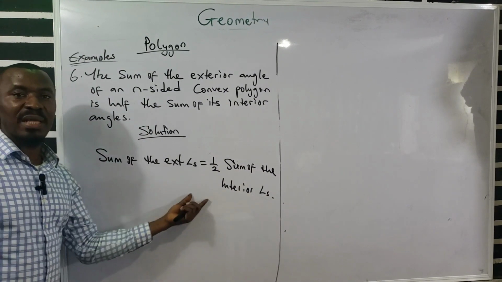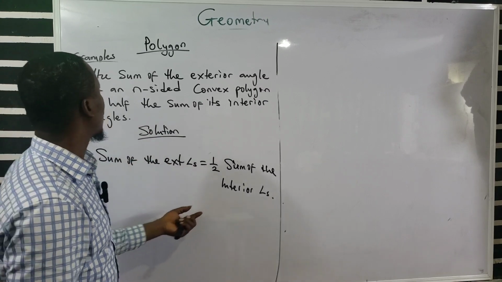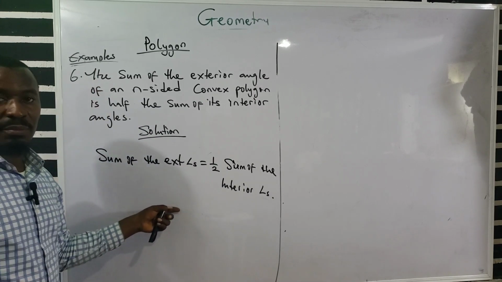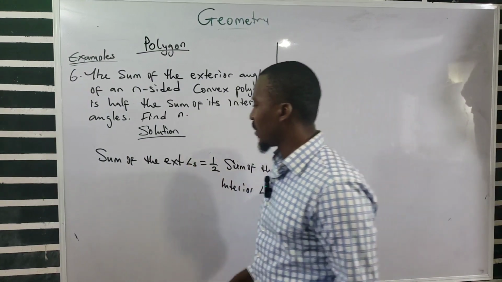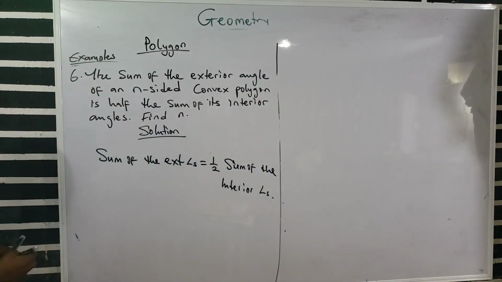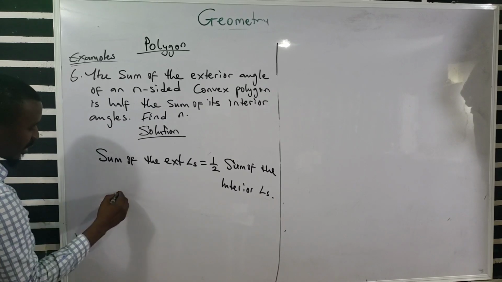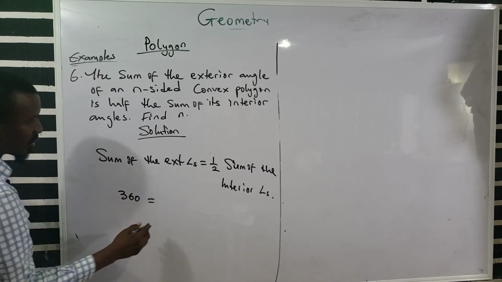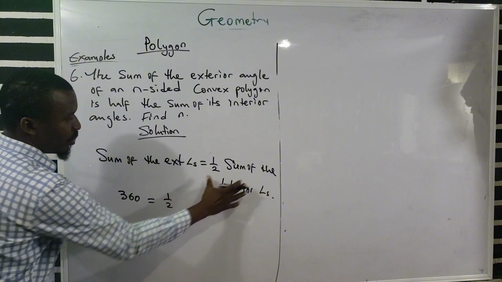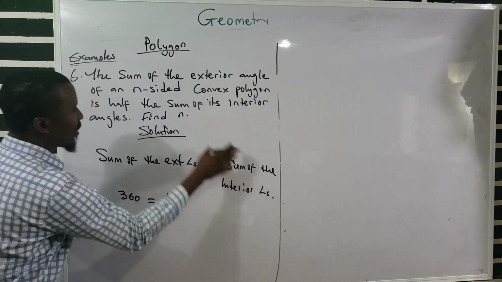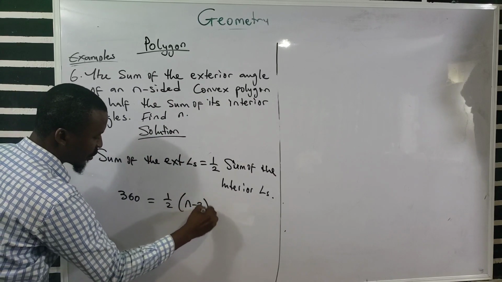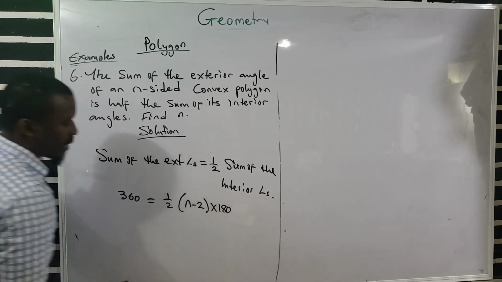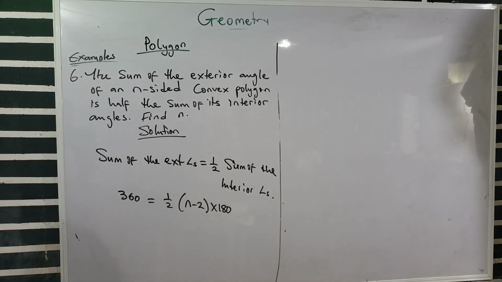Now we have to change this statement and interpret it into mathematical form. So let's put the values. That will give us 360 degrees equals 1 over 2 times the sum of interior angles of an n-sided polygon, which is (n minus 2) times 180. So this is what you need to do and find your n.